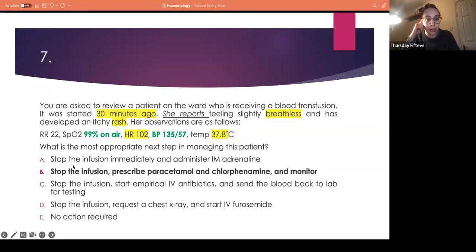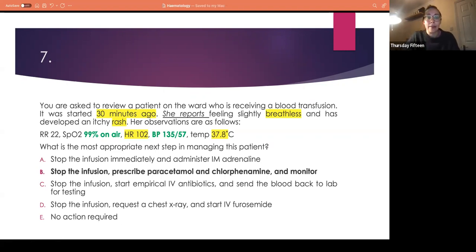Her sats would be falling. I might have mentioned in the question something about stridor or angioedema, stuff like that. But she's got a little bit of an itchy rash. She's a little bit breathless, but generally she's quite stable. So the answer is that it's a mild allergic reaction to her transfusion.